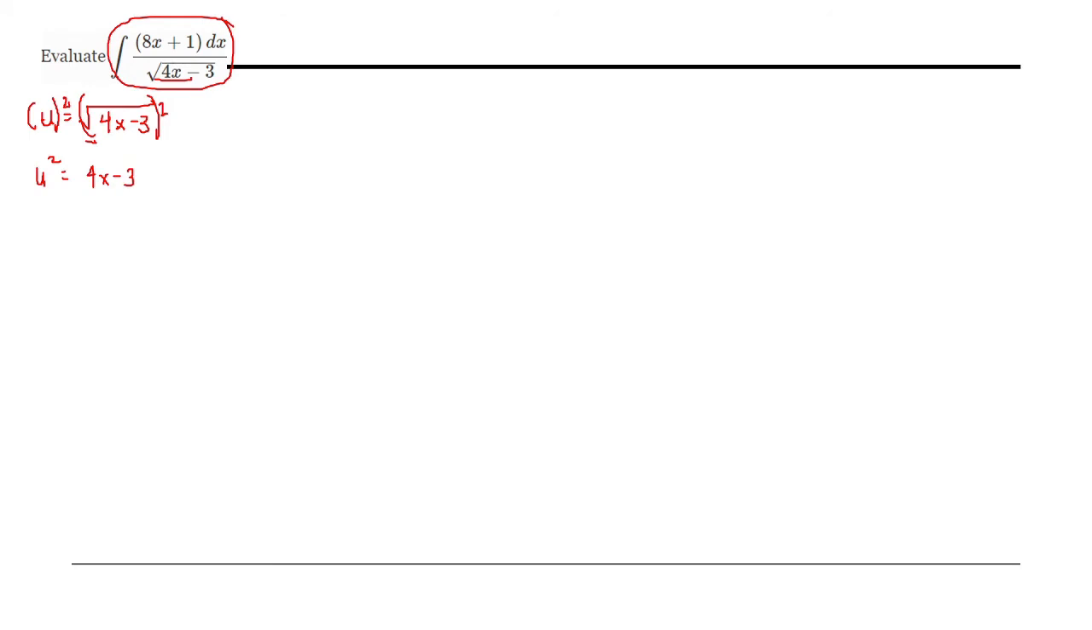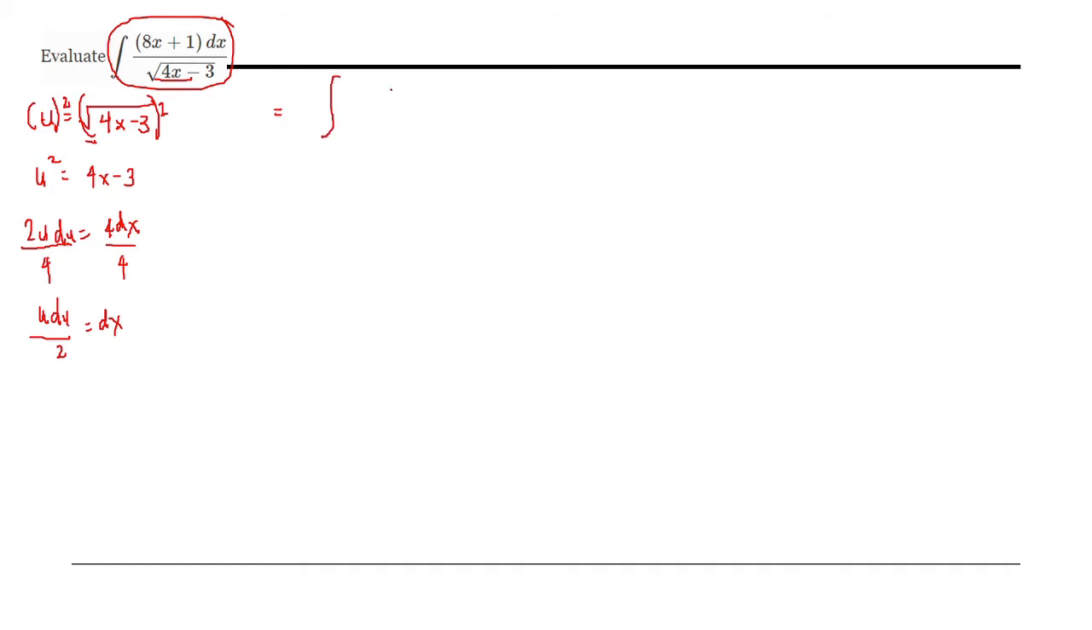So how are we going to integrate with u squared equal to 4x minus 3? To do that, 2u du is equal to 4 dx. Therefore, our dx is, divide both sides by 4, u du over 2 is equal to dx. Okay, so we're going to simplify using substitution.